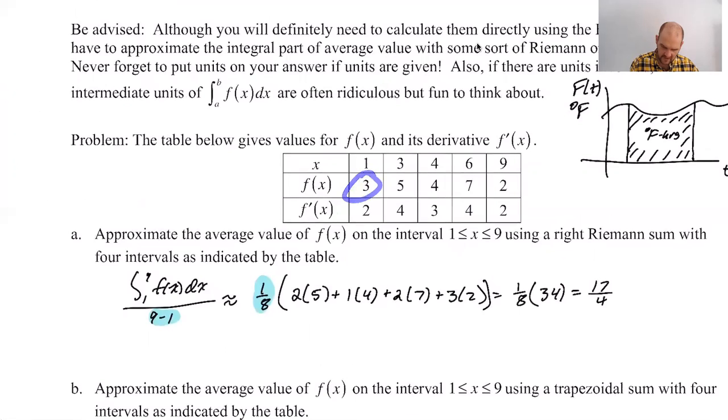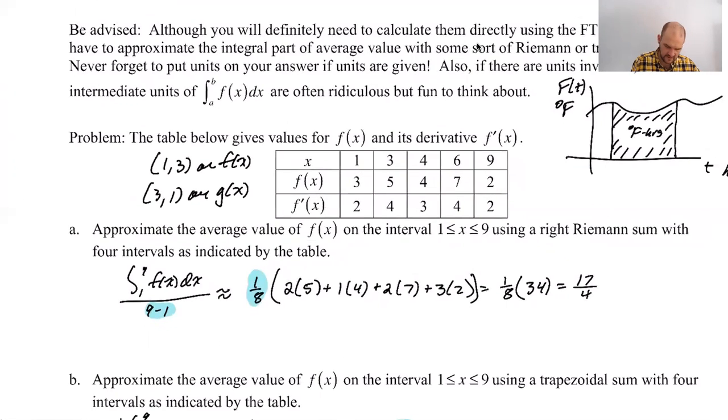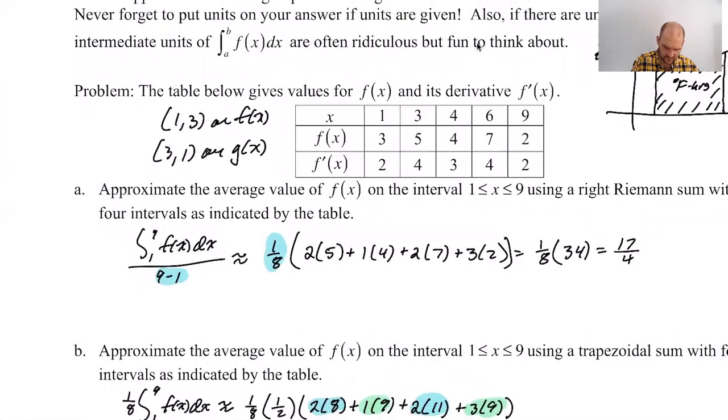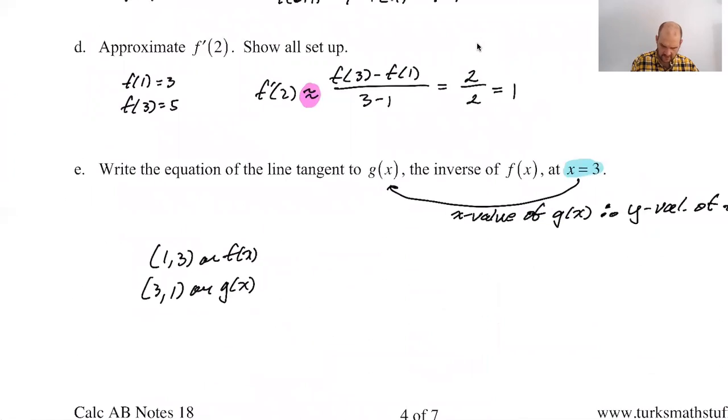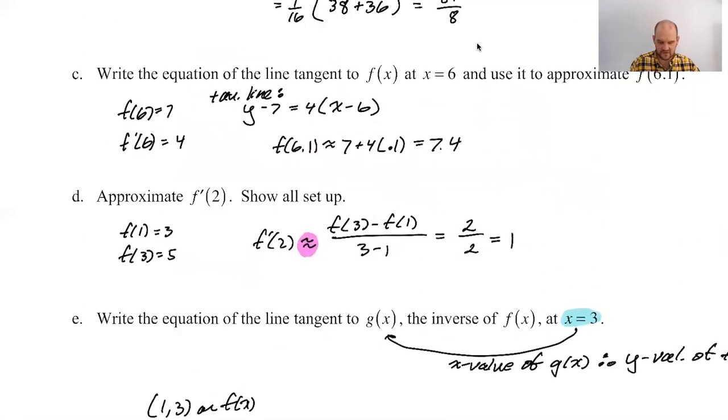Here we go. So (1, 3) is on f of x, so (3, 1) is on g of x. And so I'm going to bring that with me. This is information that I need, or at least want. No, I guess I need it because I'm doing the tangent line.